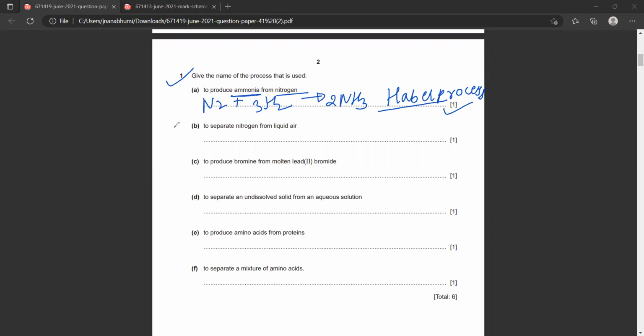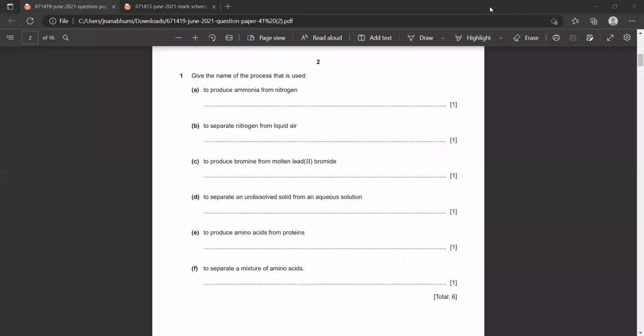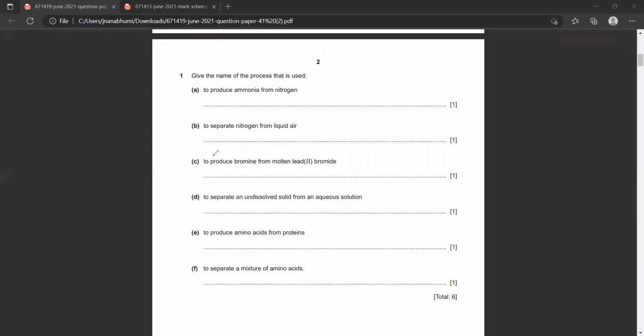Now, to separate nitrogen from liquid air, which process is used? Tell me the answer. To separate nitrogen from liquid air, we use fractional distillation.